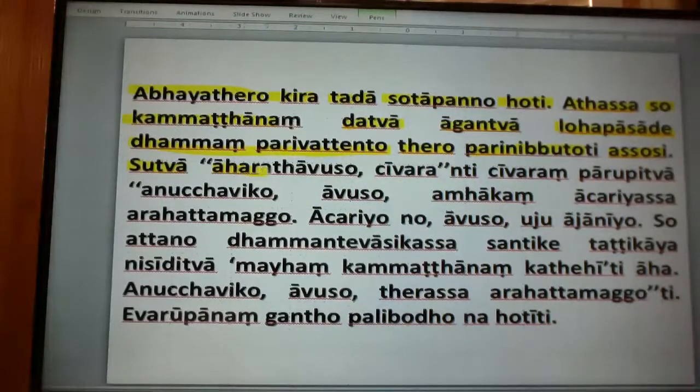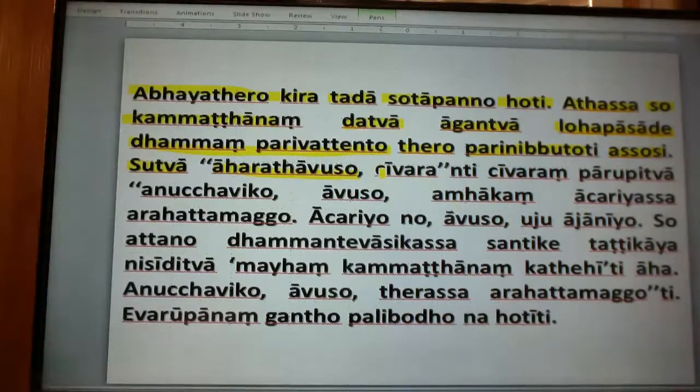Ahara Tauso. Ahara Tauso means, Arata also means the other monk telling a greeting. So Arata means bring. Bring to me.